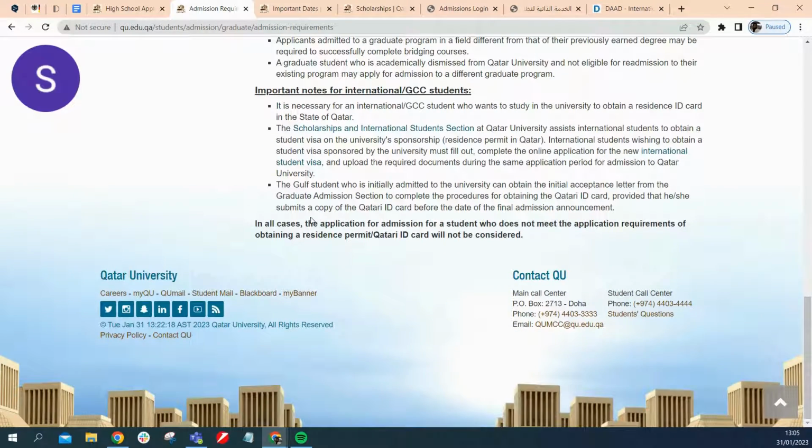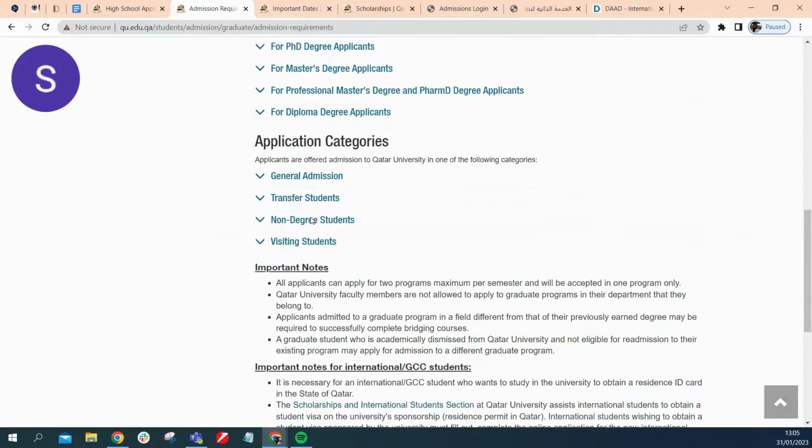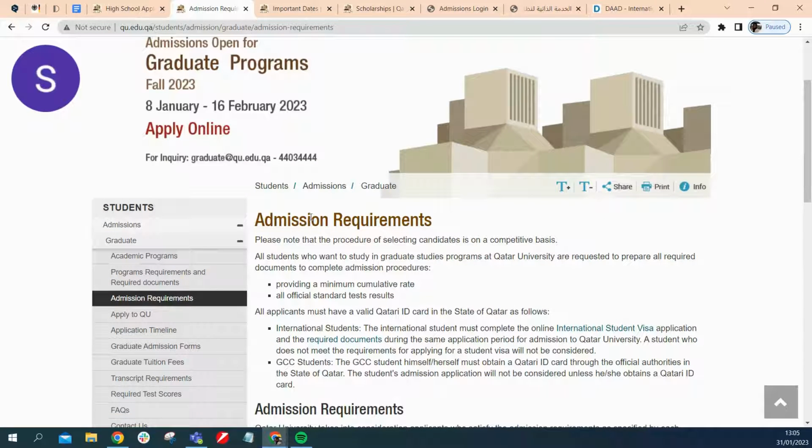And I don't want to take much time going through this for the graduate program. I think it's specific to what you are applying for. So please do well by all means to check this out.